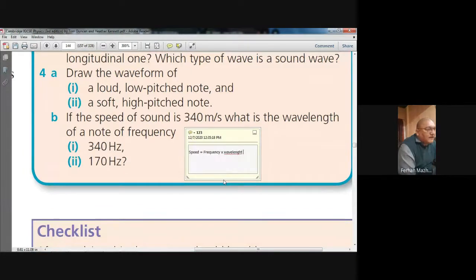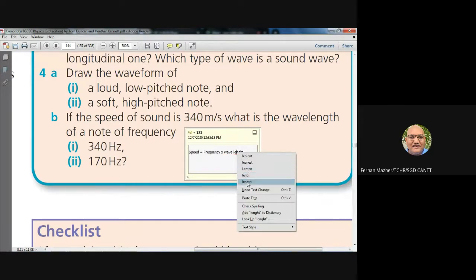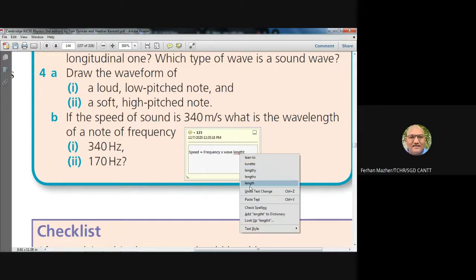You know that? Yes, sir. V is equal to F lambda. Spelling of length. Oh God. Length.